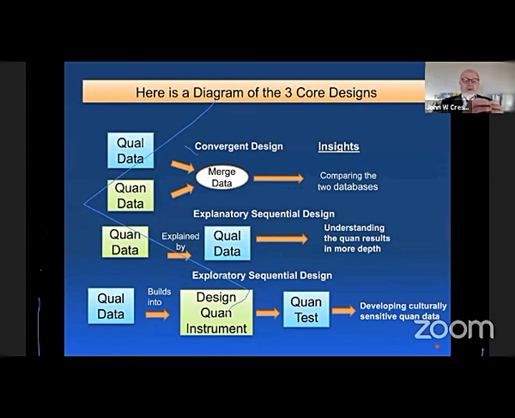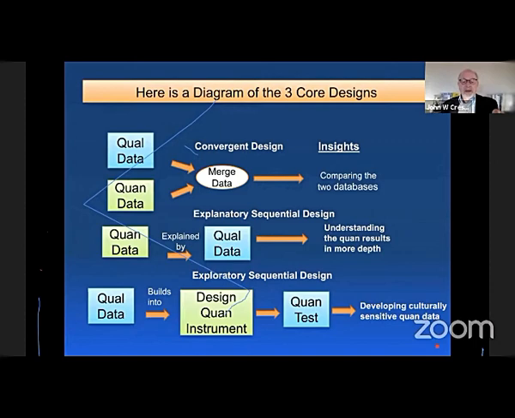Now, we use this design really to understand the quantitative results in more depth. The quantitative results are going to give us significant differences, p-values, confidence intervals, effect sizes, but we really don't know why these relationships might exist. And so we're going to explain them by gathering qualitative data as a follow-up. I say this explanatory sequential design is a very, very popular graduate student research design, especially in America and other places around the world.